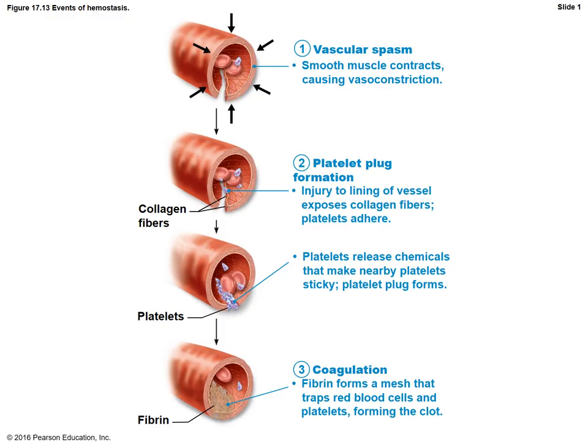And then coagulation. These fibrin threads form like a mesh over the site and trap some of the red blood cells in there, which forms that gel from the liquid to the gel matrix. So it's like a net or a mesh that's over the platelet plug, and that's now formed a clot.